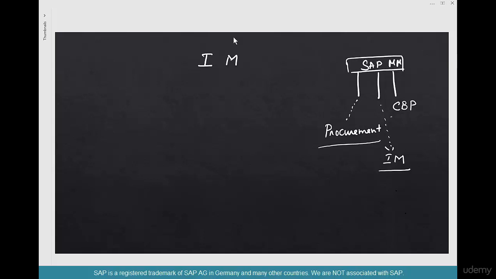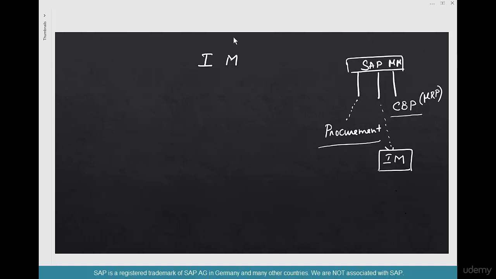After that, we're going to move on to CBP, consumption-based planning. In general terms, this is called MRP. But MRP is not just CBP. There's much more than that. So what we are going to learn specifically is CBP in the next course. But this course focuses on IM, inventory management.